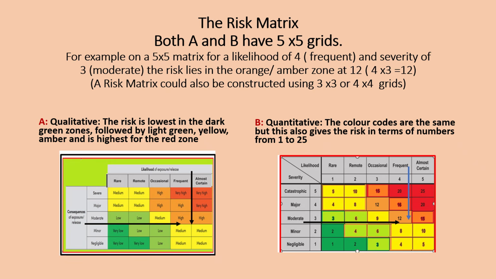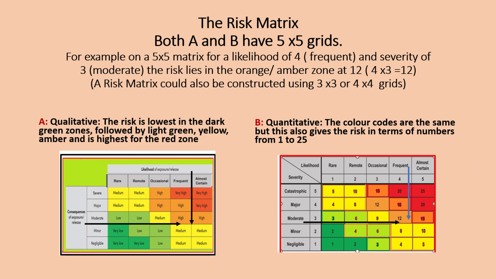The risk matrix. There are two figures here, A and B. A is a qualitative risk matrix and B is a quantitative risk matrix. Both have 5 into 5 grids. It is also possible to construct smaller grids such as those having 3 into 3 or 4 into 4 matrices.